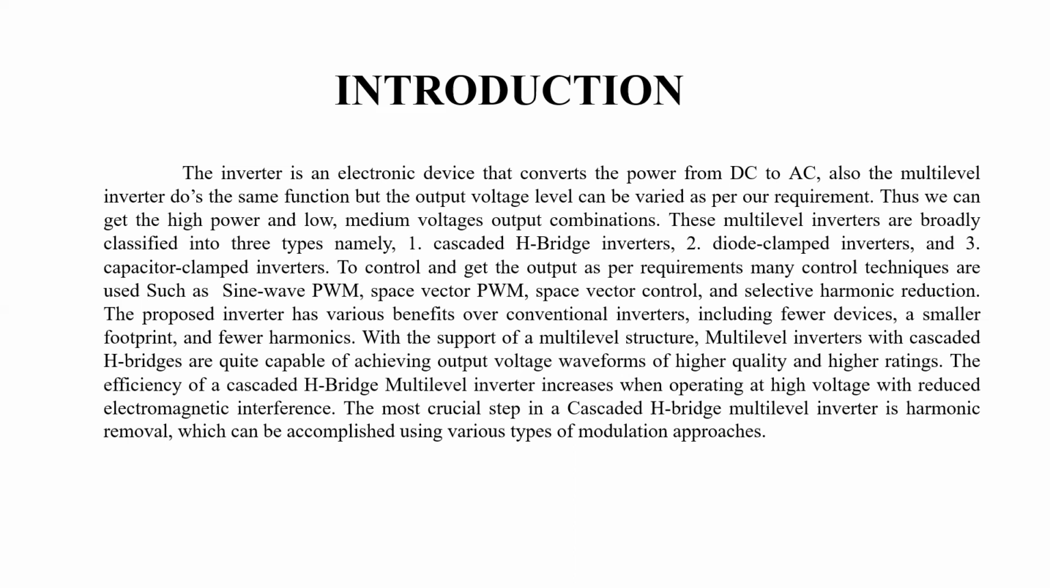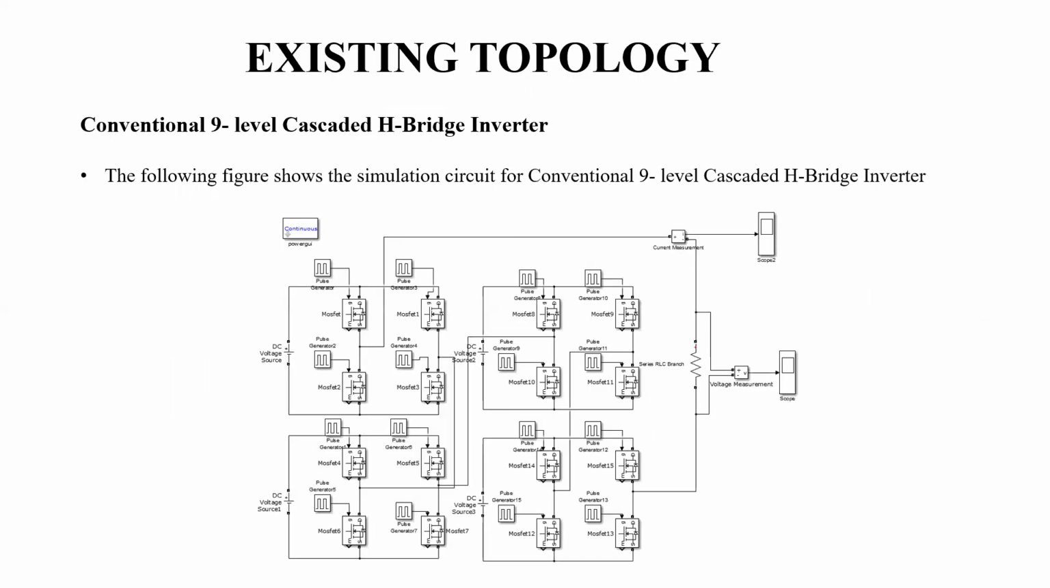The most crucial step in a cascaded H-bridge multi-level inverter is harmonic removal, which can be accomplished using various types of modulation approaches. Here the existing topology is the conventional 9-level cascaded H-bridge inverter. This figure shows the simulation circuit for the conventional 9-level cascaded H-bridge inverter, which has 4 H-bridges. Each bridge comprises 4 power switches and a DC voltage source. Here, the power switch used is MOSFET, and 16 switches and 4 DC voltage sources are used.